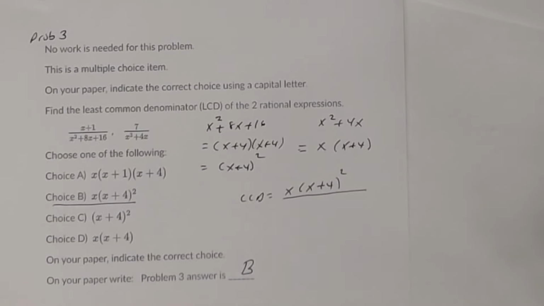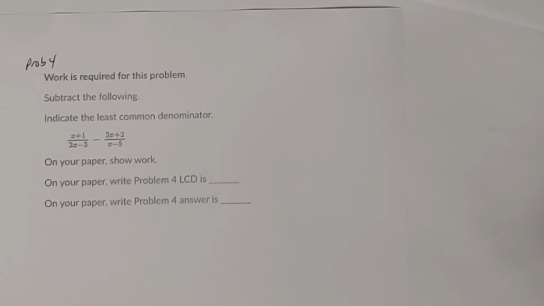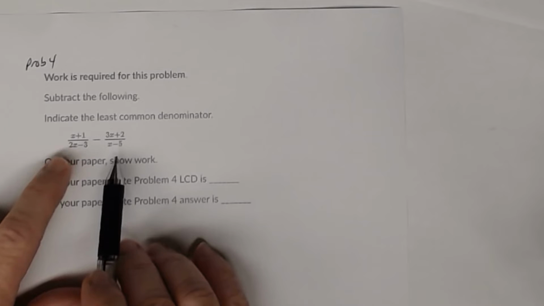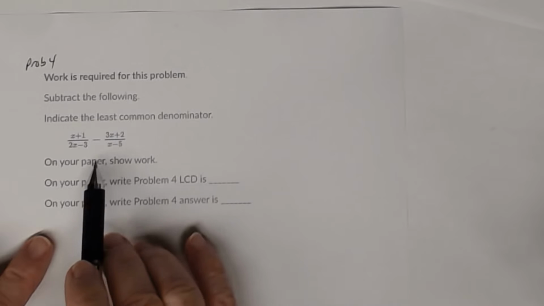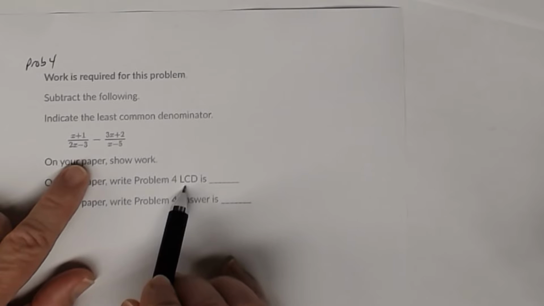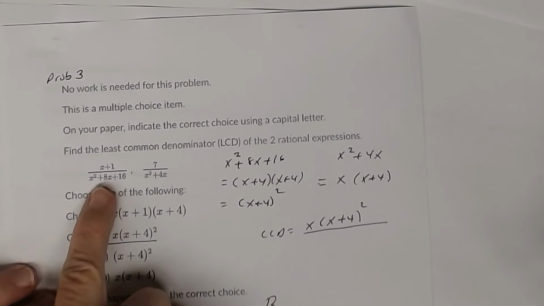All right, number 4. So in number 4, this time you want to subtract those two rational expressions. So when subtracting rational expressions, you have to first of all find the least common denominator. So we're going to have to end up rewriting those two rational expressions you see into equivalent expressions that have the same denominator. So when adding or subtracting rational expressions, we have to find the least common denominator. And remember, before we find the least common denominator, just like we did in the previous problem, you're going to have to factor the denominators. So let's go ahead and do that.